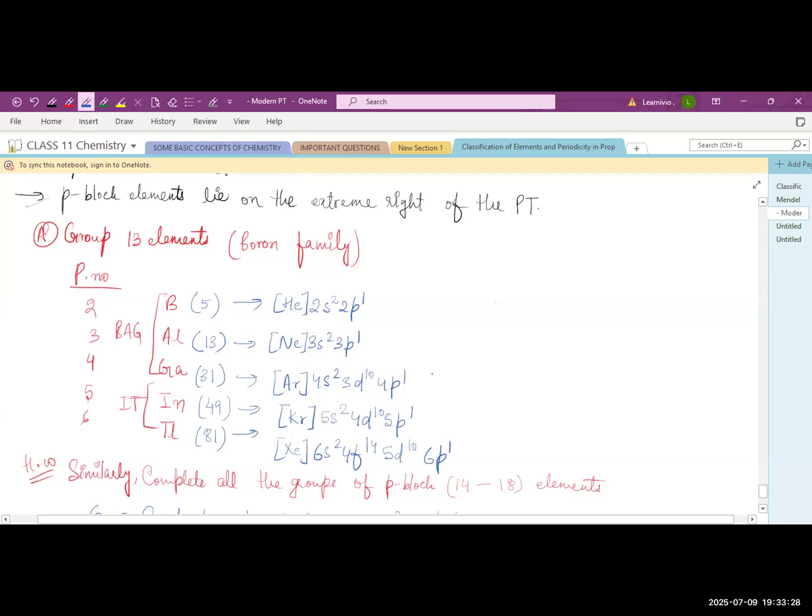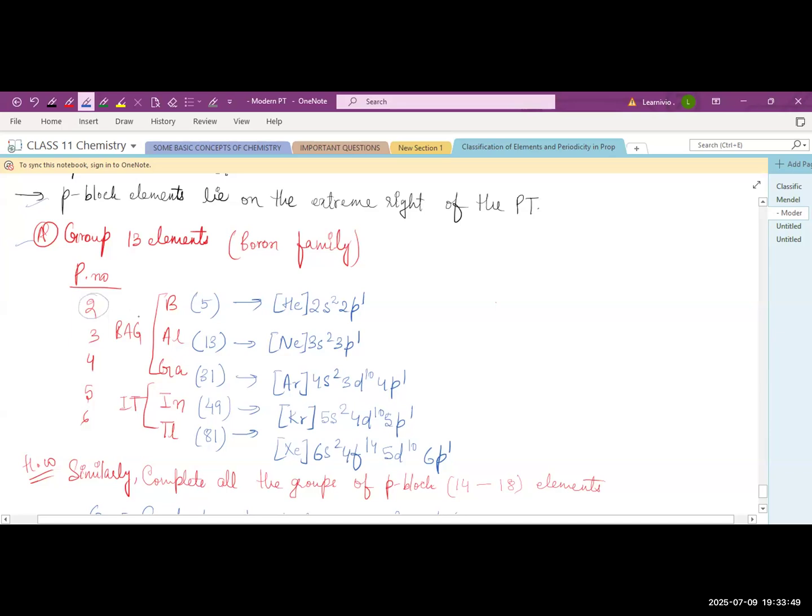So basically there are six groups. Let's see. First group, which is your group 13 elements. The P block basically starts with group 13 elements, meaning your boron family. So it starts with period number 2, because boron belongs to period number 2.